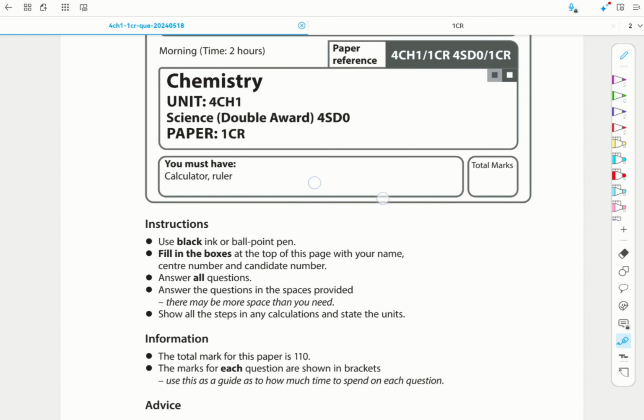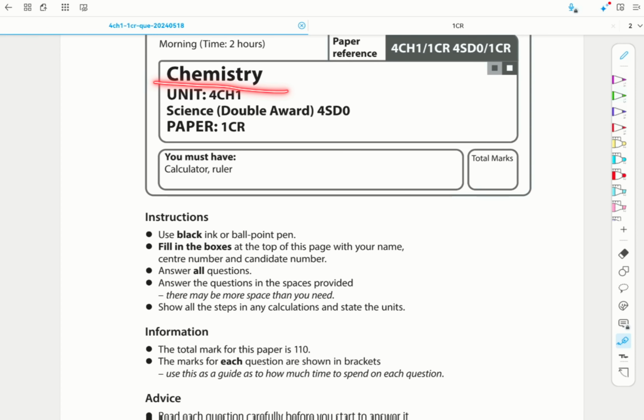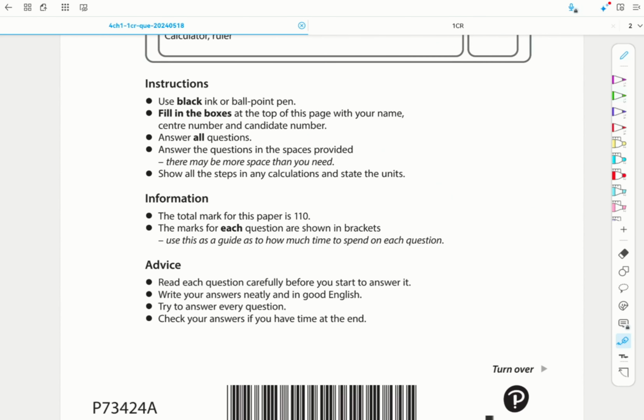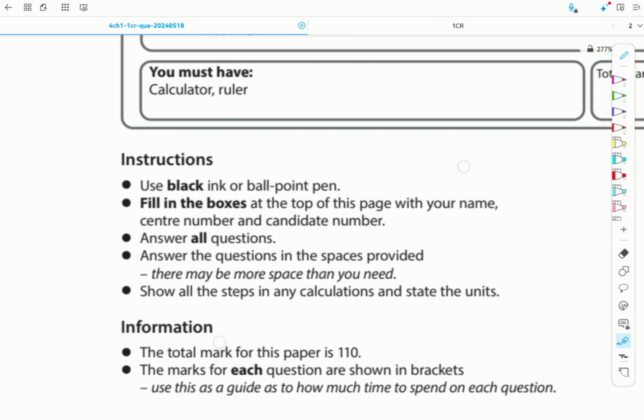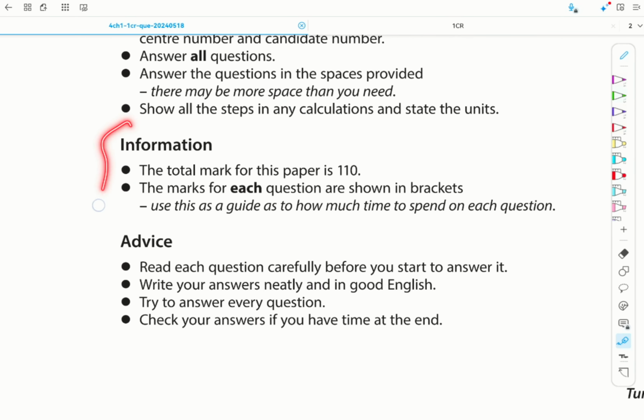As you see here, my friends, we have chemistry, the name of the subject, the units, and paper 1CR. And as I told you before, paper 1C has no difference from 1CR, just the time zone. So the same questions, the same required materials, the same chapters required. The difference is only that 1C is done by the British students, while 1CR is done by students from other time zones.